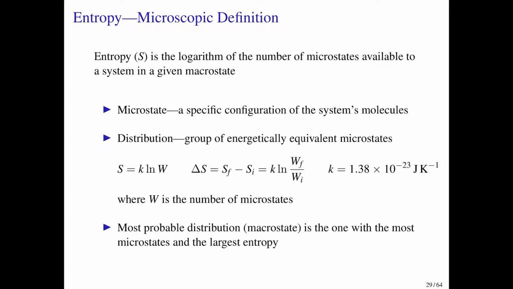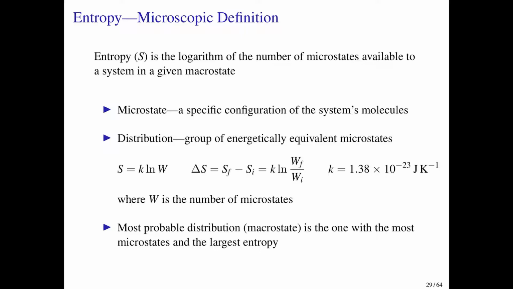So let's suppose that you had a mole of gas molecules, so something like 10 to the 23 gas molecules. If you could define the position and velocity of all of those different gas molecules, that would be the microstate of the system. And the next concept here is that multiple microstates correspond to the same macrostate, and that's what a distribution is.